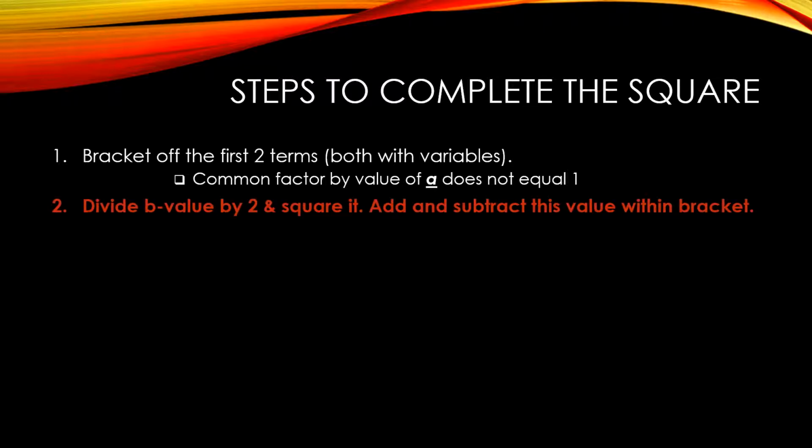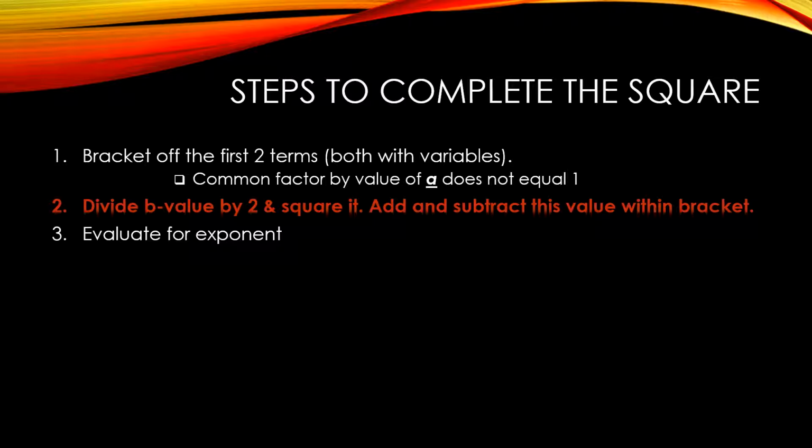Step number 2, follow this one with precision. You will divide your second term that's in the bracket by 2 and square it. You're going to get something we call answer squared. And then you add answer squared and subtract answer squared all within your bracket. You started off step number 2 with 2 terms in your bracket. You end step number 2 with 4 terms in your bracket.